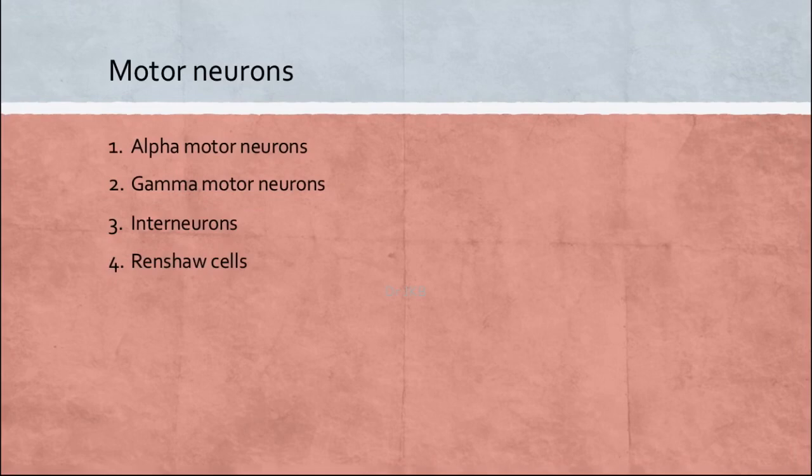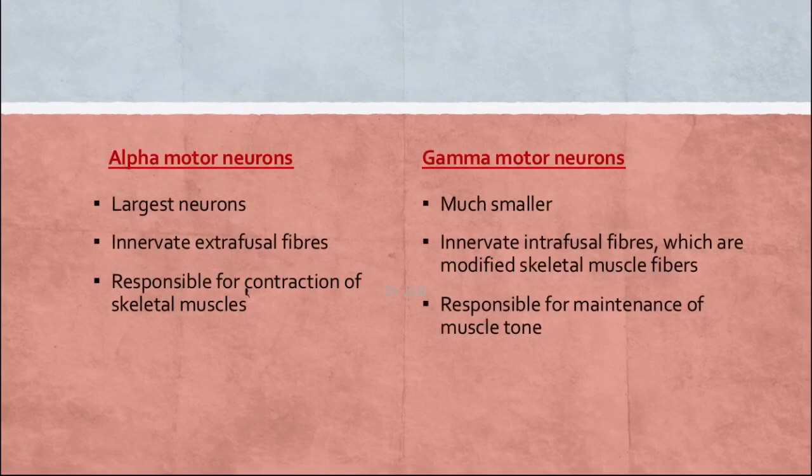When I say lower motor neuron, it means the final neuron which is ending at the effector organ, that is the skeletal muscle, forming a synapse with the skeletal muscle, the neuromuscular junction. Okay. So, whether it is the alpha motor or the gamma motor, what are the differences between the alpha and gamma motor neuron?